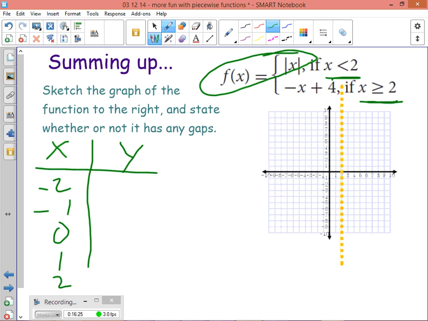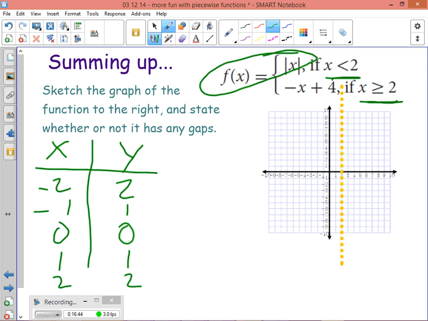So when I put in a -2 right here, what do I get out? I just get out +2. When I put in a -1, I get out a +1. When I put in 0, I get out 0. Put in 1, get out 1. Put in 2, get out 2. Really quite an easy function. So let's go ahead and graph this.